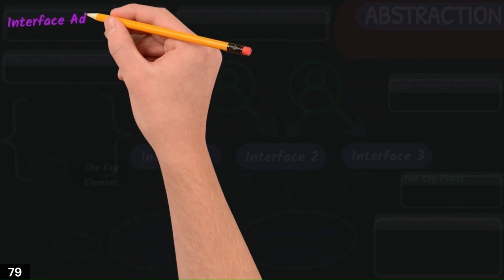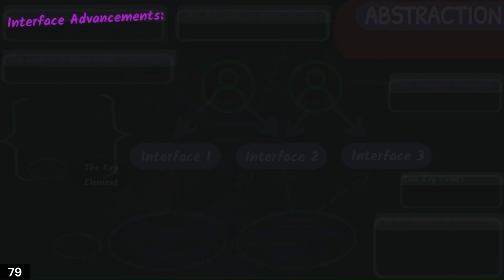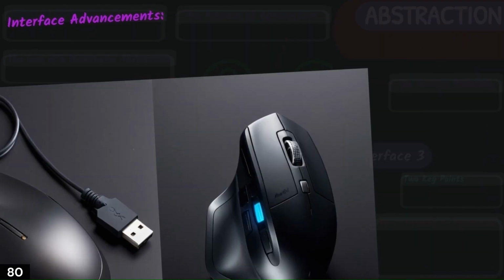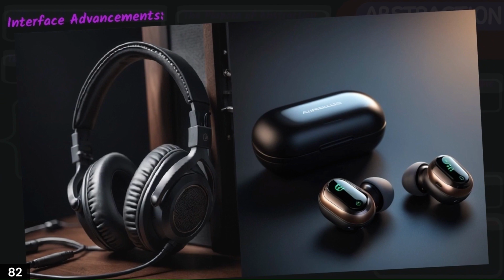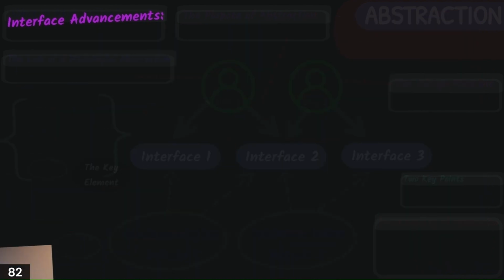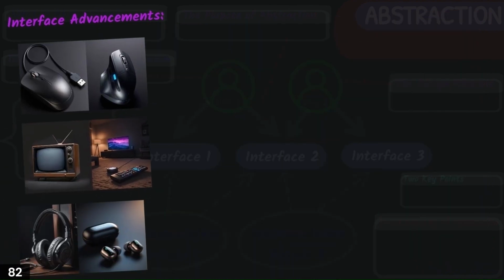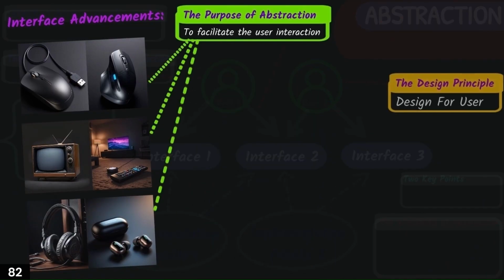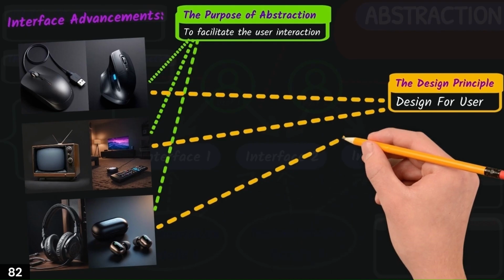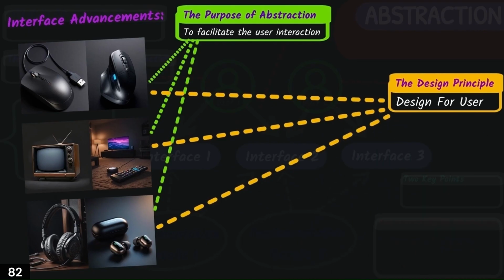Look at these interface advancements. What's the difference between this mouse and this one? Physical buttons on old televisions versus the TVs with remote controls. Wired headphones versus the wireless earbuds. What's the purpose of these advancements? The purpose is to better facilitate the user. They are all about creating improved designs with the user in mind to make interaction easier and smoother.